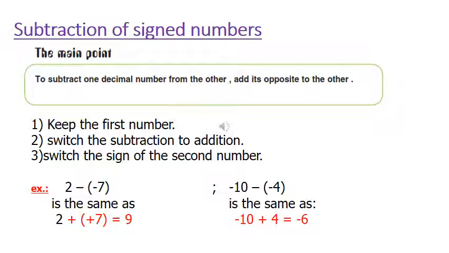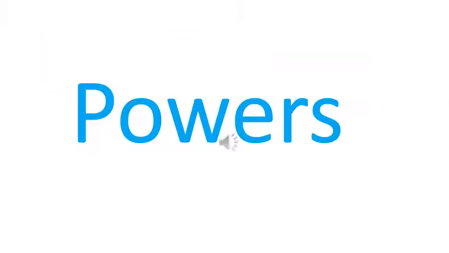Minus 10 minus 4. Keep, switch, switch. Keep the first, switch the subtraction into addition, and switch the minus 4 into plus 4. So minus 10 plus 4, here we have opposite signs. So we subtract, 10 minus 4 is 6, and we put the sign of the bigger.